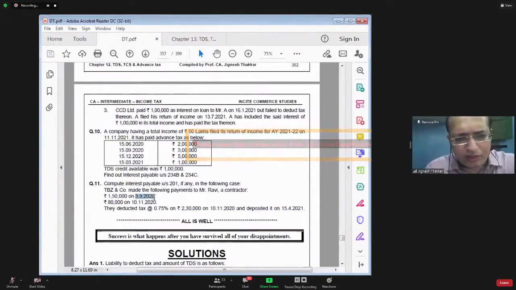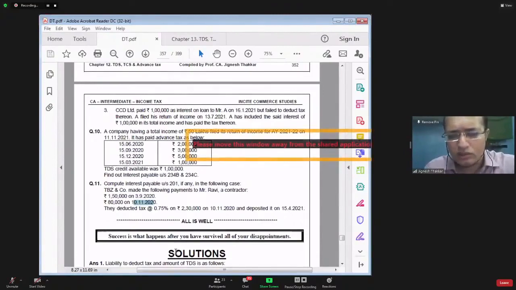TDS was required to be deducted on 3rd September, you deducted on 10th November. So from 3rd September, you take 1 month, 2nd October, 2nd November. So it is 2 months and some number of days, that is 3 months. For those 3 months, you take interest at the rate of 1% per month, so 3% for 3 months. On what amount? On the amount of TDS. What is the amount of TDS? 1,50,000 into 0.75%.